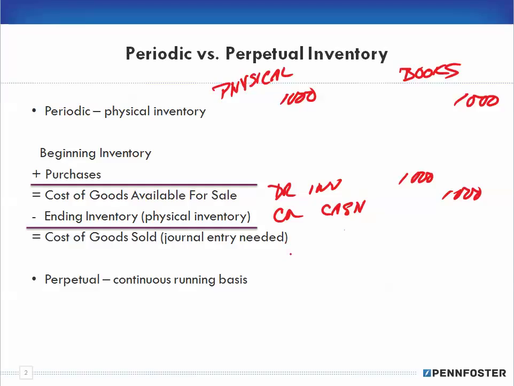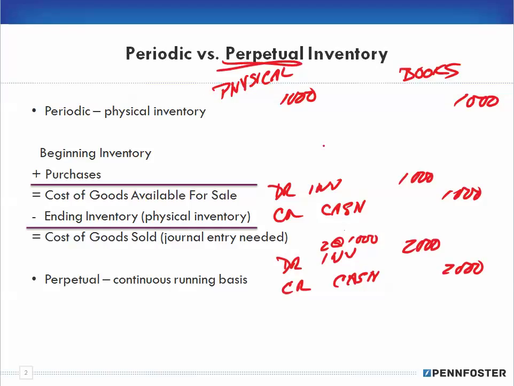Let's say I buy something else. So I'm going to debit inventory, and let's say it's $2,000 this time because I'm buying two at 1,000, two at 1,000. So that's $2,000. So I'm going to credit my cash for 2,000. Now remember, we're doing perpetual here, okay? So now I have 2,000 in inventory and 2,000 more on my books. So my value of my inventory is $3,000.